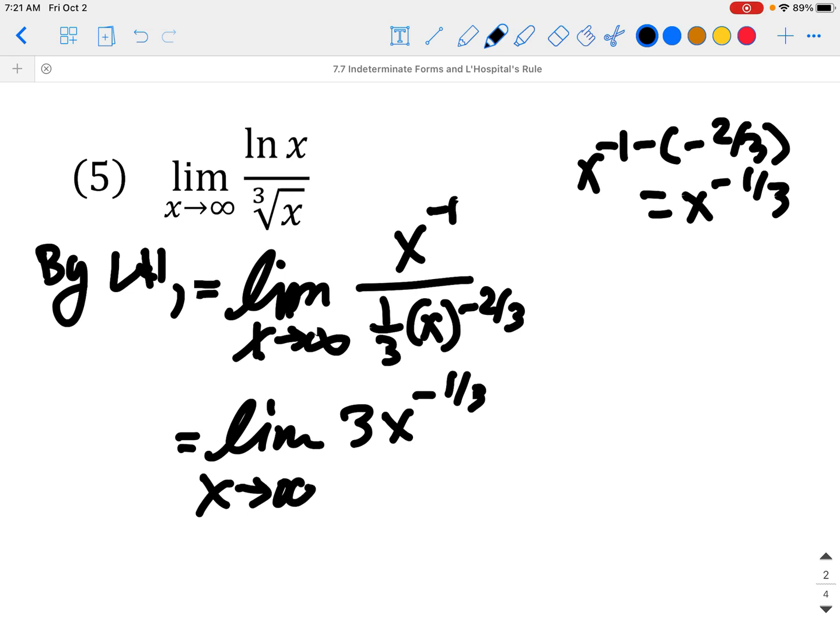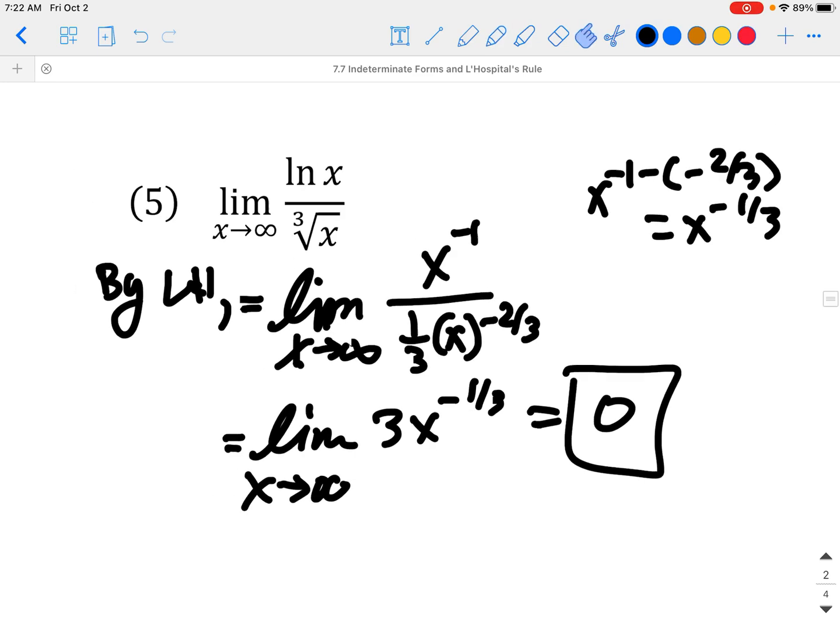Oh, sorry, and we're approaching infinity. So as we go to infinity, that's going to go to 0. So what that's telling us is that the cube root function is going to grow faster than the natural log function, which is going to make it approach 0.